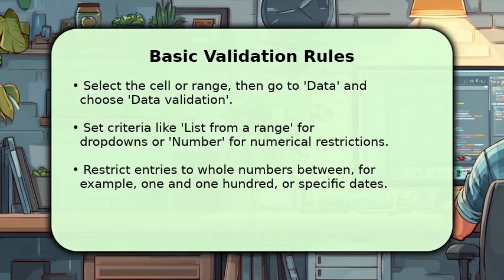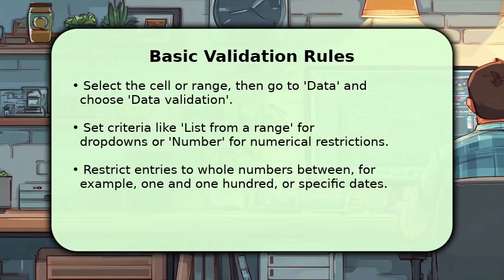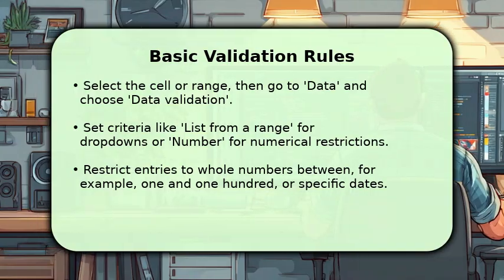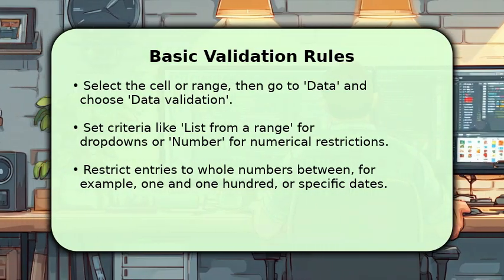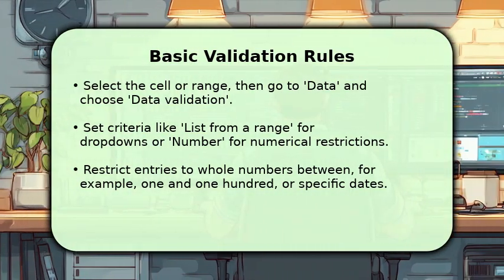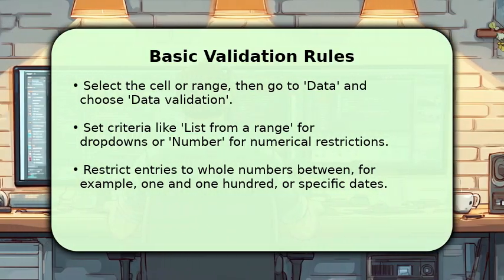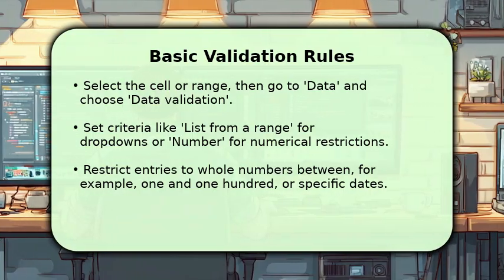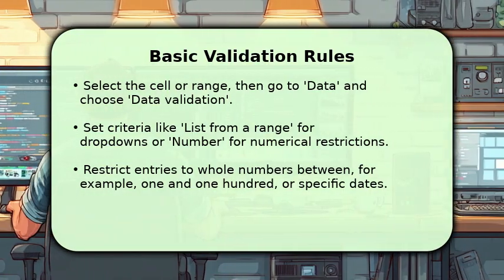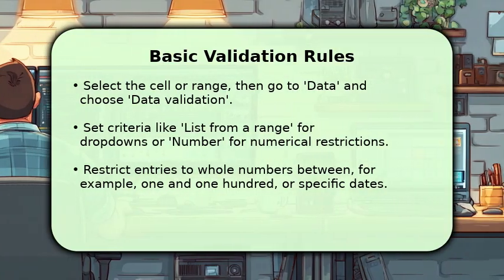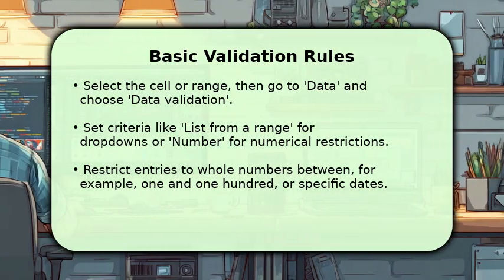To set up basic data validation, select the cell or range you want to validate, then navigate to the Data menu and choose Data Validation. Here, you can select criteria like list from a range to create a drop-down or number to restrict entries to whole numbers between, say, 1 and 100. You can also set rules for dates, ensuring entries fall within a specific period. This simple step significantly improves data quality.